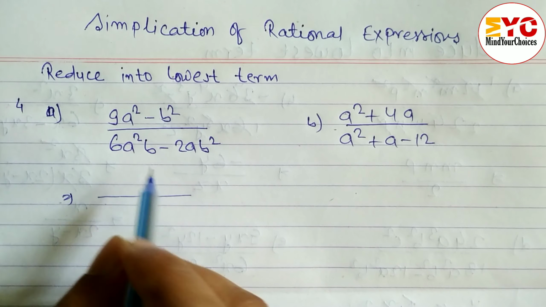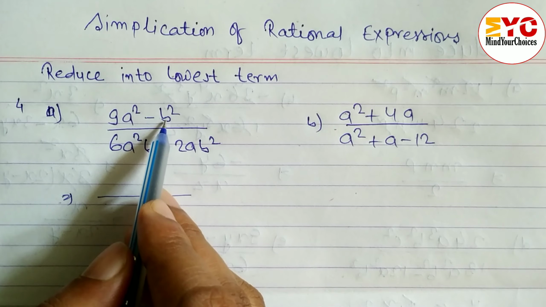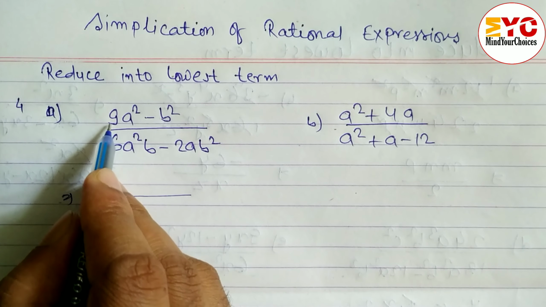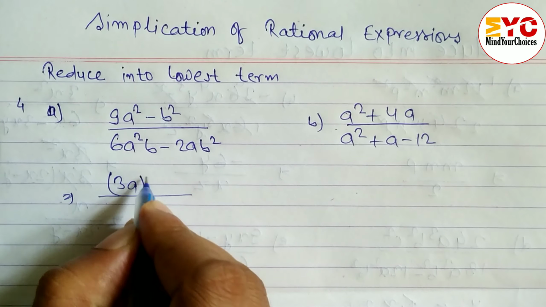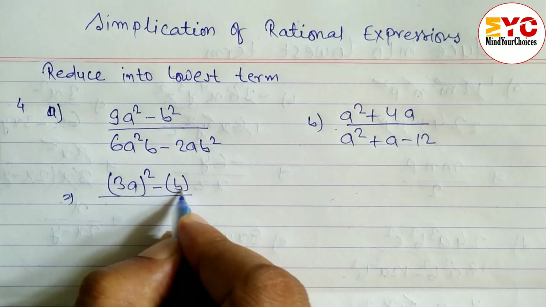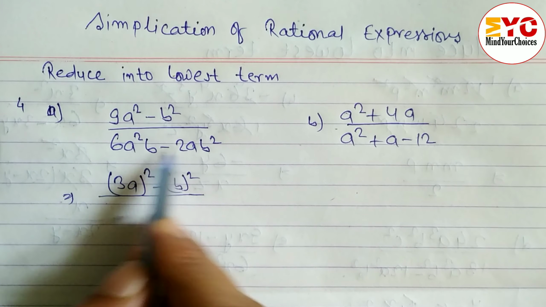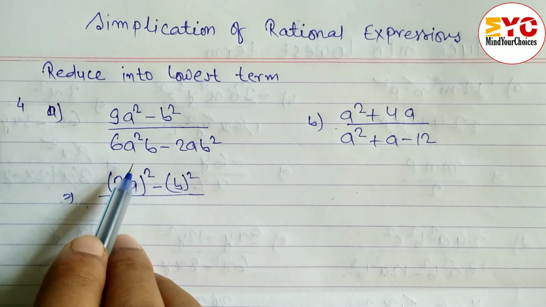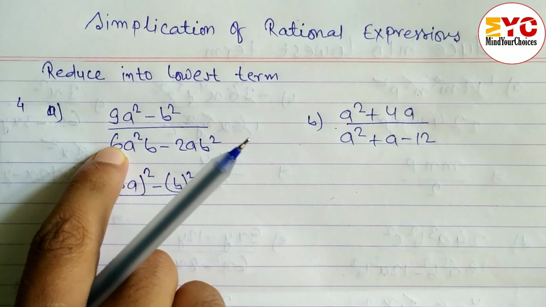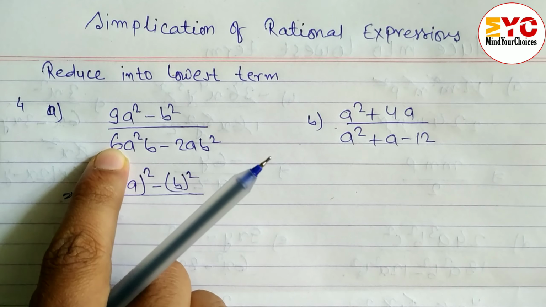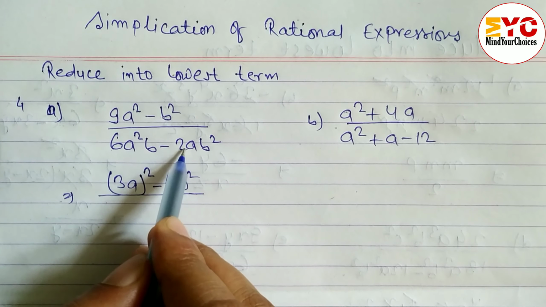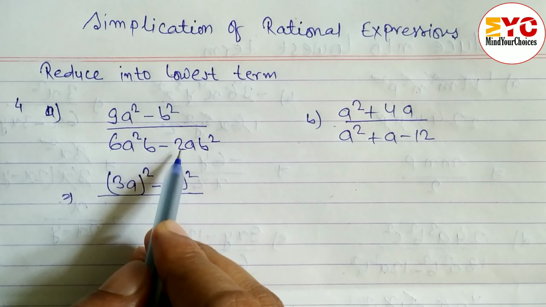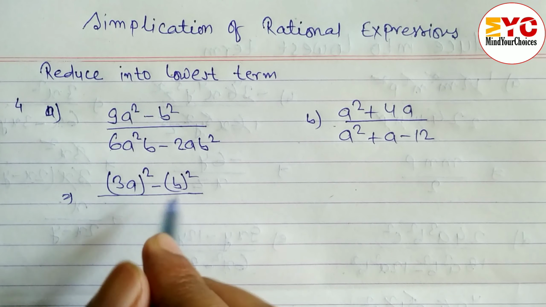First of all, we have to convert this in the form of a square minus b square. In the place of 9, the square root of 9 is 3. So we can write here (3a) whole square minus b whole square. Similarly, here we cannot convert in the form of a square minus b square because we cannot convert 6 in the form of whole square. So better we have to take common. Here is 6, here is 2. If common, first of all we have to take common, then either factorize or use formula.